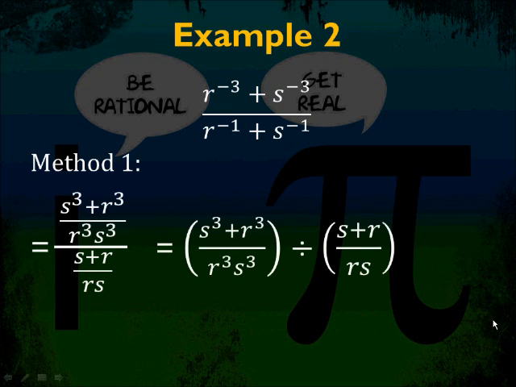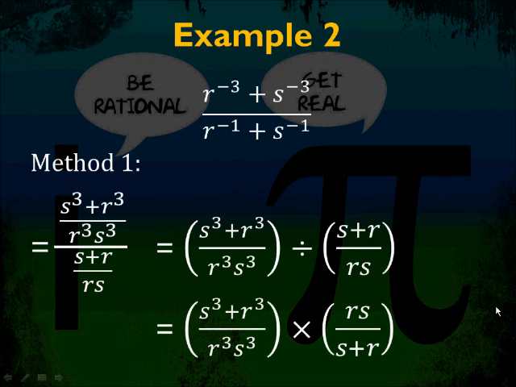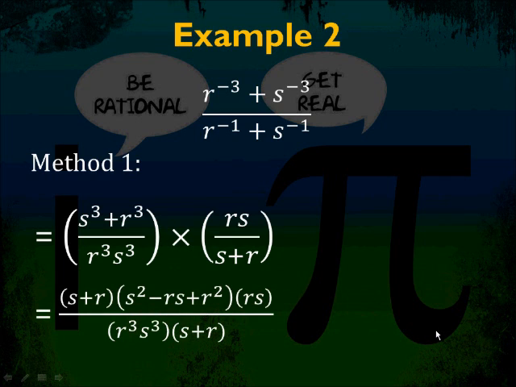Now we have to divide the two fractions by multiplying by the reciprocal of the second. So we flip over the second fraction, the one that was in the denominator, and you get this mess. s plus r times s squared minus rs plus r squared times rs all over r cubed s cubed times s plus r. Well, the s plus r's cancel out. The rs here reduces this to r squared s squared. So your answer is s squared minus rs plus r squared all over r squared s squared.